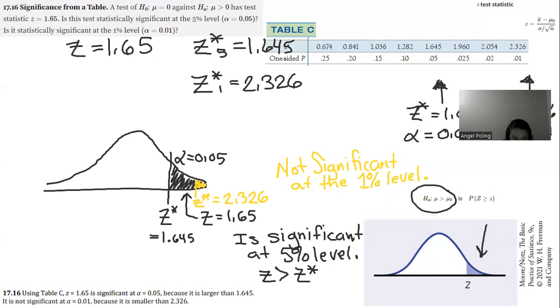Okay, so using table C, we've got the same Z-scores, 1.645 and 2.326. We are significant at the 5% level. We are not significant at the 1% level.